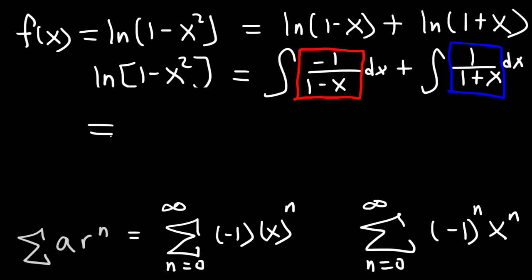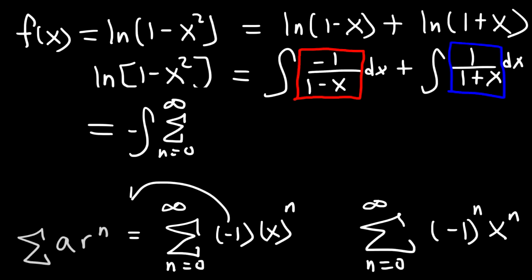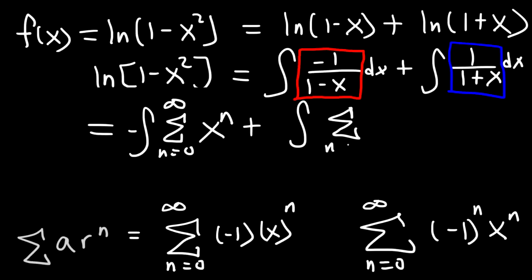So at this point, we could say that ln(1 minus x squared) is equal to the integral of this series. I'm going to move the negative sign to the front, and this is x to the n, plus the integral of this series as well.